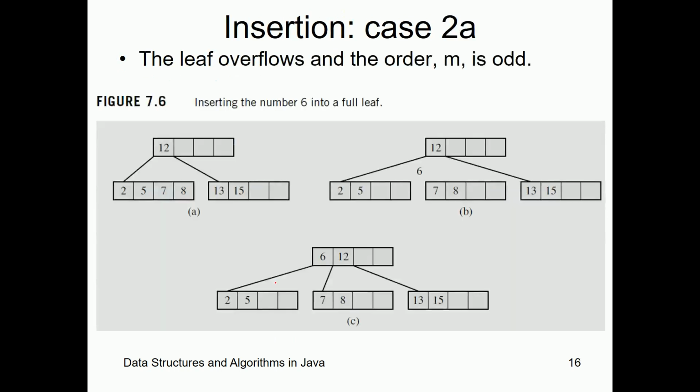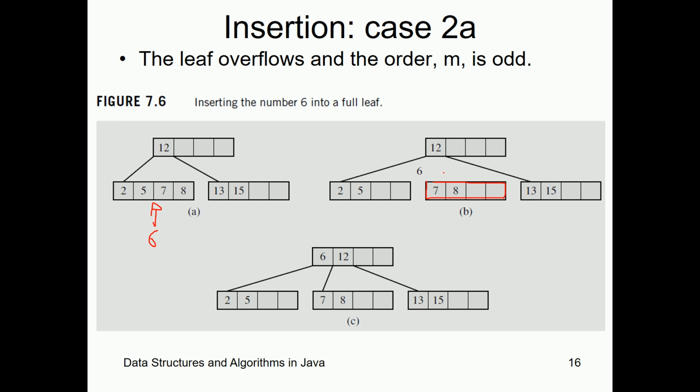But for example, what if I'm inserting 6 inside here? Where does the 6 go? 6 should be here, right? But there's no more room. So what is going to happen is that I need to create another node with the same size, as you can see, and this is going to be now on the right side of the 6.